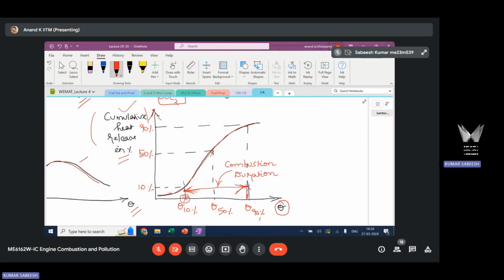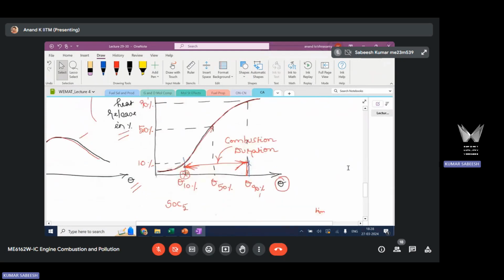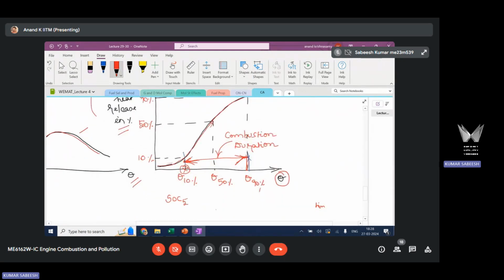So what we will do here is track the crank angle at which 10% of the cumulative heat release happens, 50% happens, and 90% happens. Let us focus only on 10% heat release now, from the perspective of start of combustion. This is considered as the angle at which 10% of the cumulative heat release occurs. This is 10% cumulative heat release. The associated angle is taken as start of combustion. This is one of the criteria.